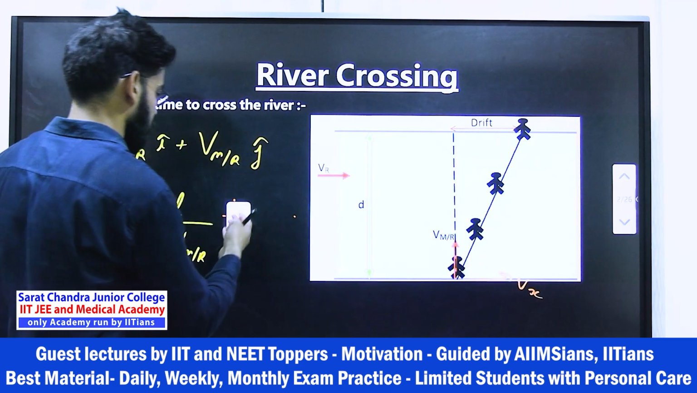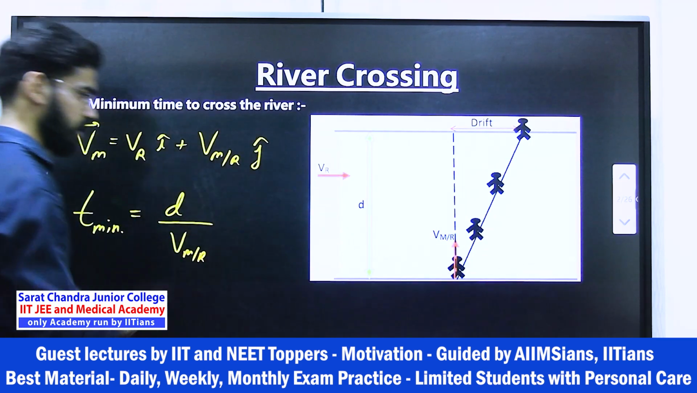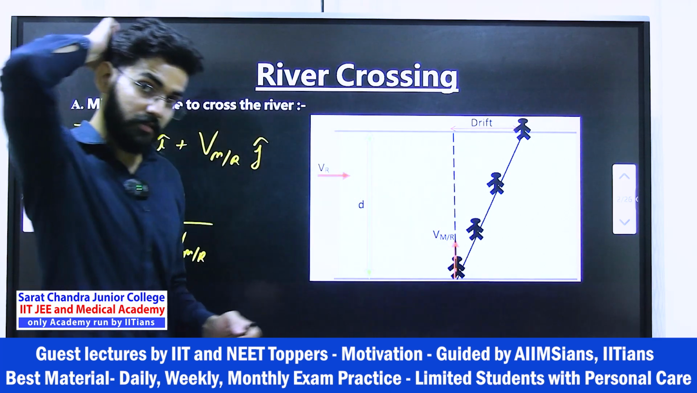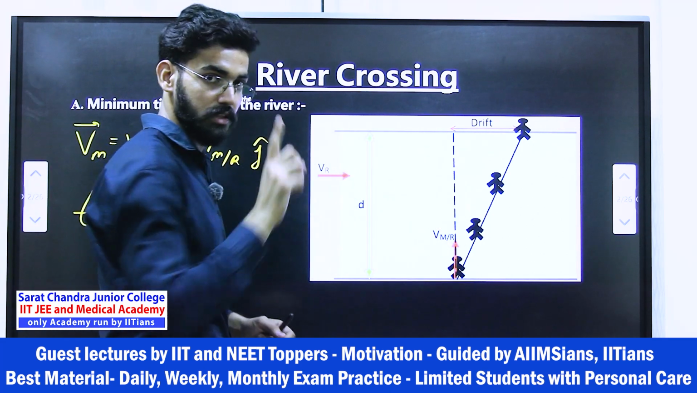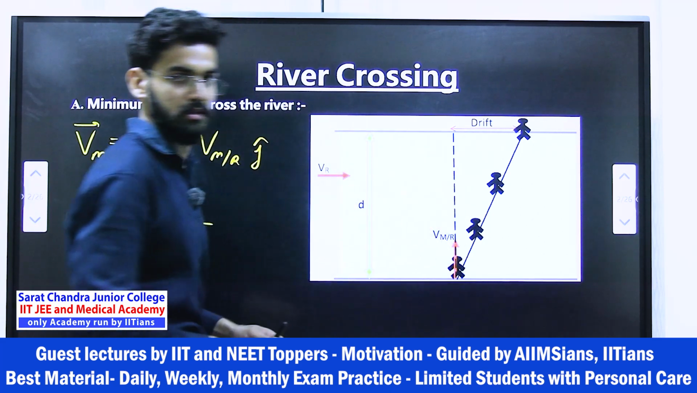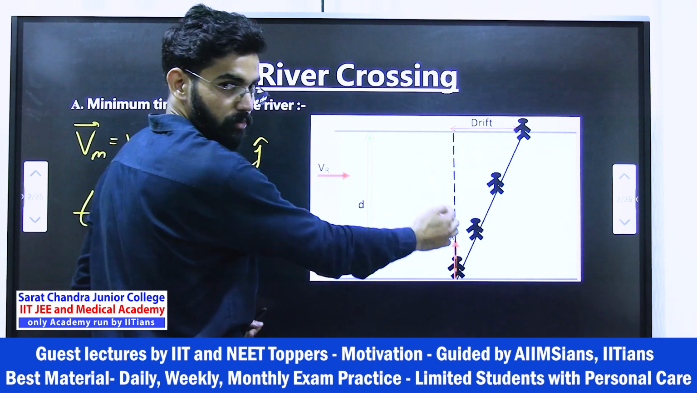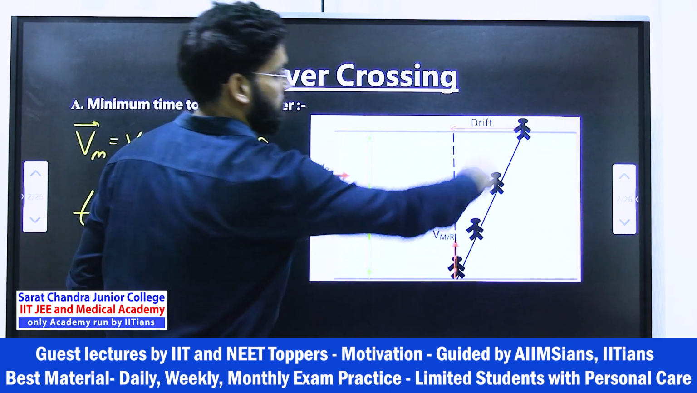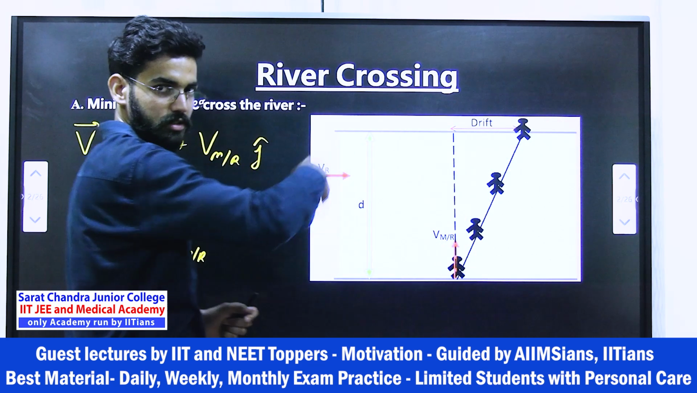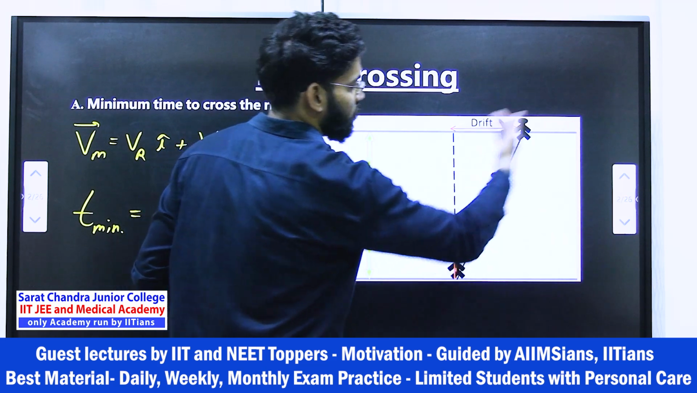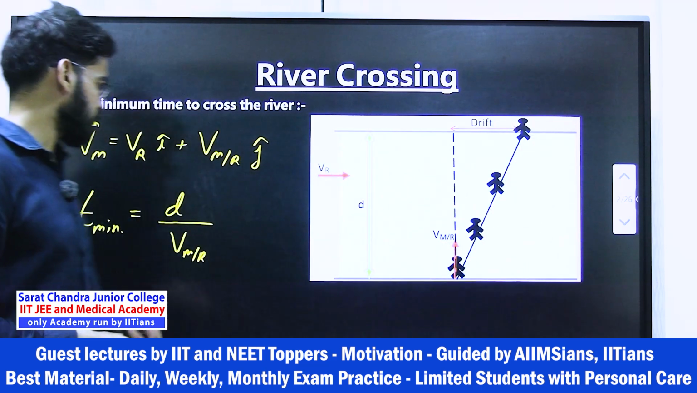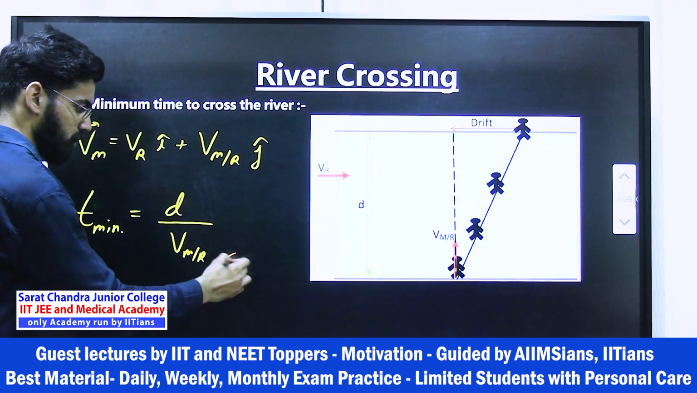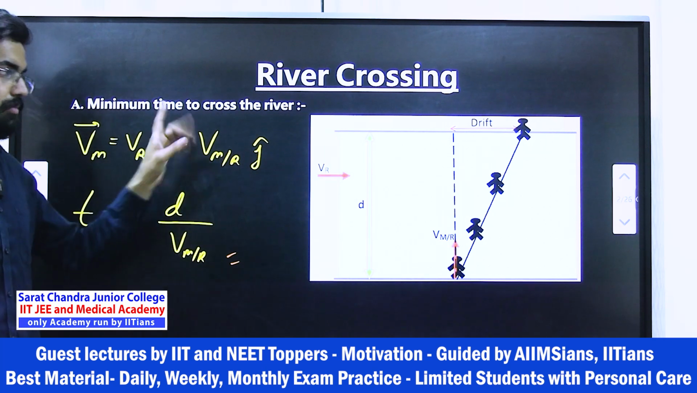That's why we take here that if you want to cross the river in the minimum time, you have to jump straight. Full component is this side, and he will have this component velocity VR, because of which he will go this side also. Now what is drift? You understood how this came? Distance upon Vm/R for the minimum time.